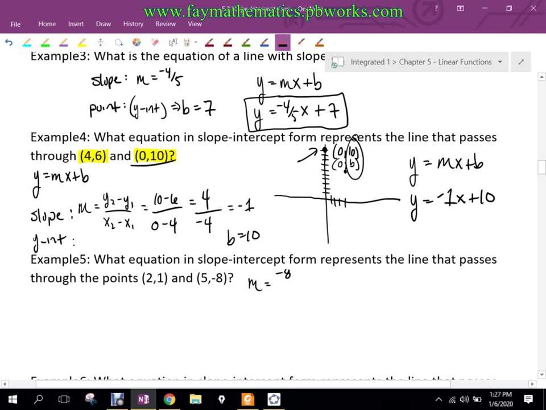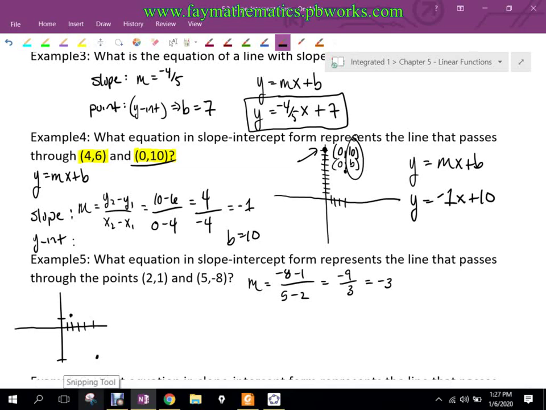So I'm going to go negative 8 minus 1 over 5 minus 2. So negative 9 over 3 gives me negative 3. Is everybody okay with that? We have our slope. But if I were to graph this real quick, 2, 1, is that a y-intercept? 5, negative 8, is that a y-intercept? Are those 2 points I just plotted y-intercepts? Either of them? No. So I can't do what I did in example 4, right? But there is a strategy that we can use here.